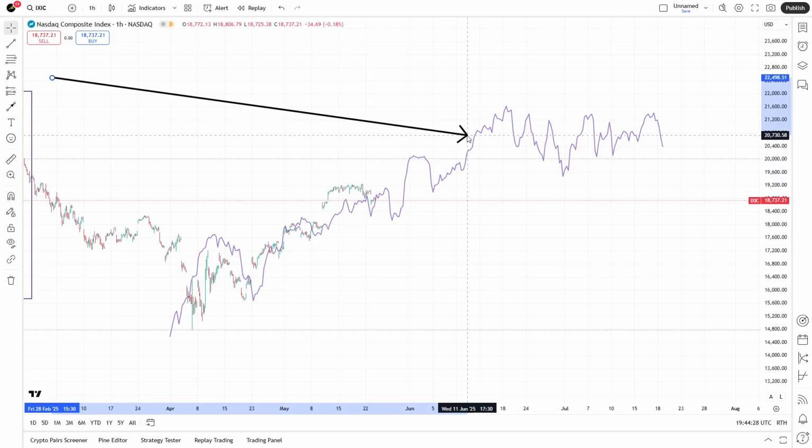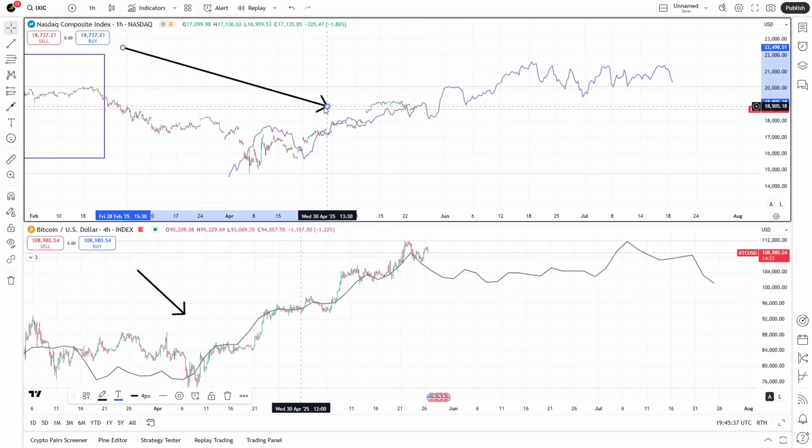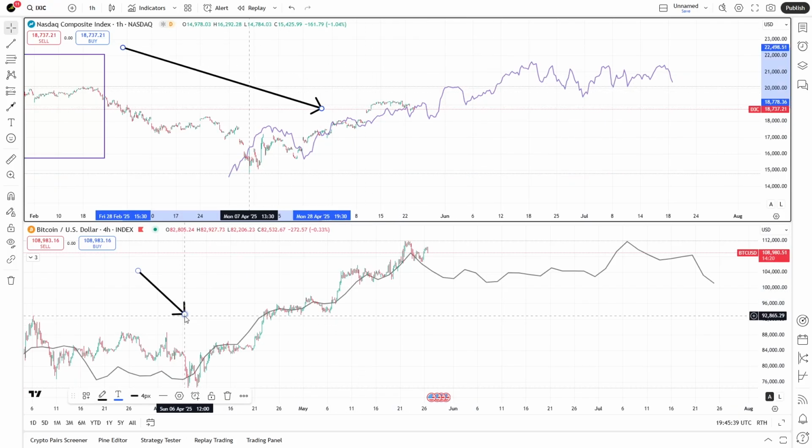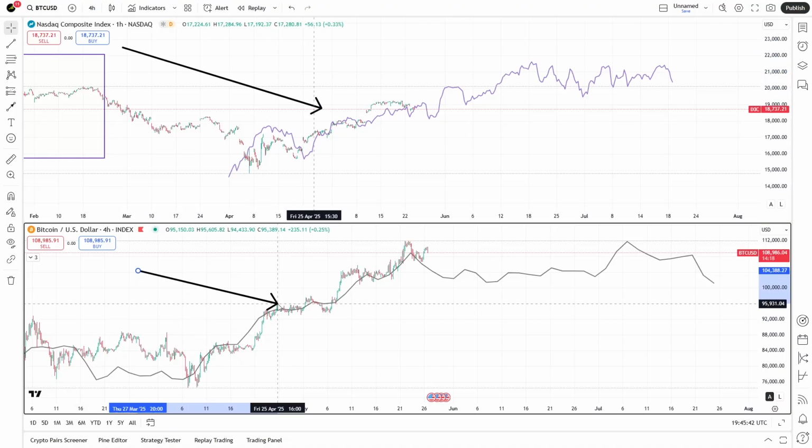Let's compare both that Bitcoin fractal against this fractal. Okay, so on the top, I have the NASDAQ, and on the bottom, I have Bitcoin. This is that fractal. It's a little more zoomed out.